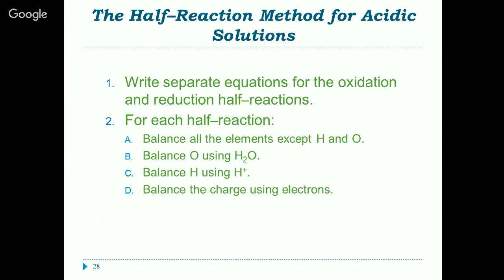So the next step, once I have all my atoms balanced, and normal rules of using coefficients to balance equations come into play, is to balance the charge by using electrons. So that's the C in the ACE method. A is for atoms; I have to balance the atoms first. The next thing I balance is the charge, and I do that by adding in an appropriate number of electrons.